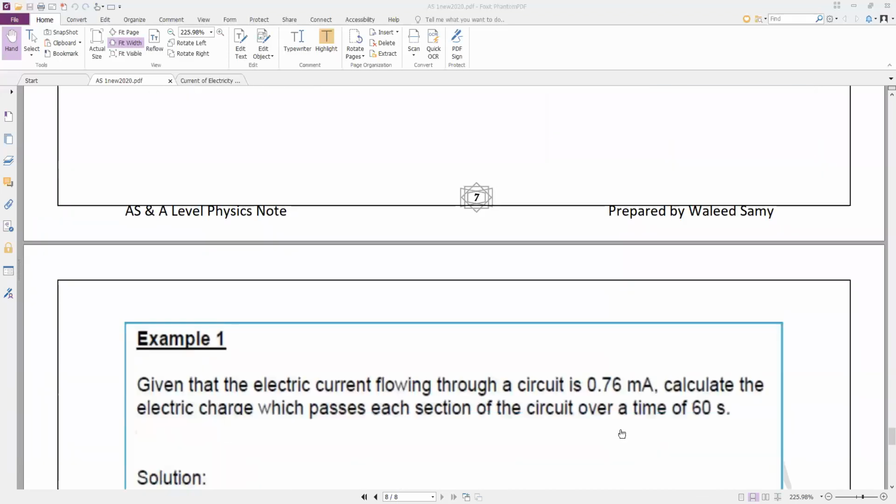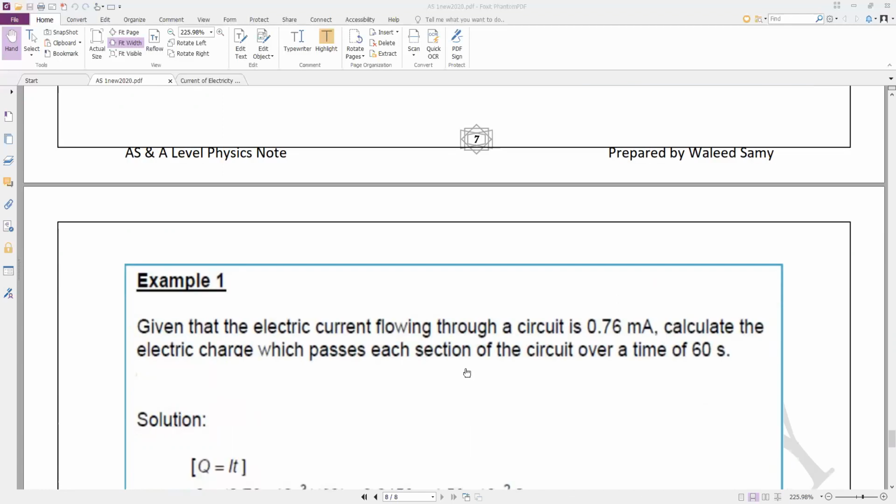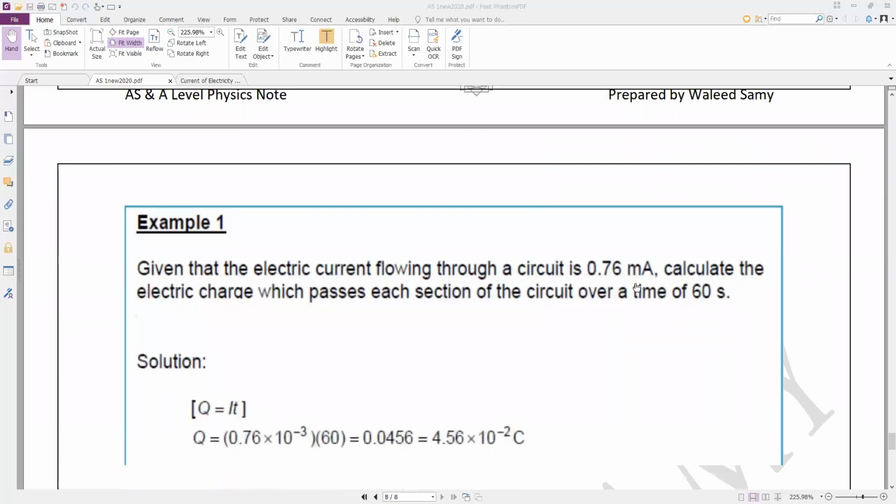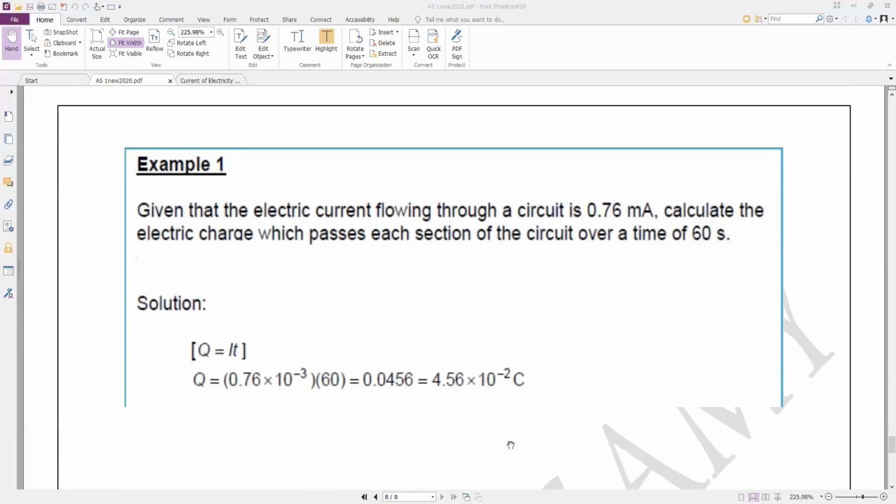Okay, another example. Given that the electric current flowing through a circuit is 0.76 milliampere, calculate the electric charge which passes each section of the circuit over a time of 60 seconds. Solution. How to calculate? First, we write the formula Q equals It. The current in milliamperes must be converted to amperes by multiplying by 10 power minus 3, and 60 seconds is correct. Applying in the formula: 0.76 times 10 power minus 3 multiplied by 60 equals 4.56 times 10 power minus 2 coulomb.